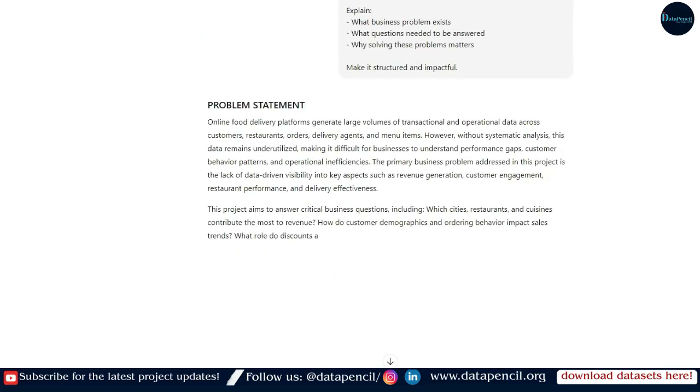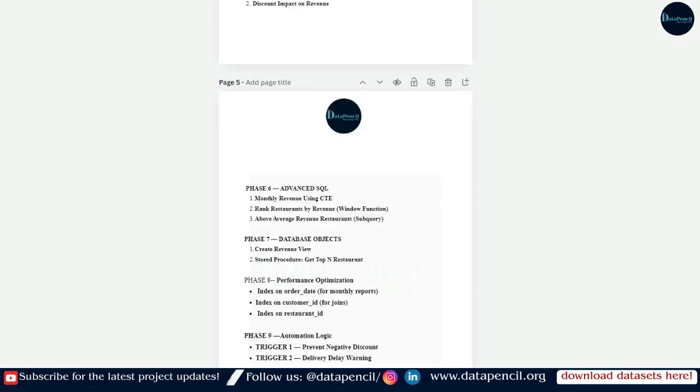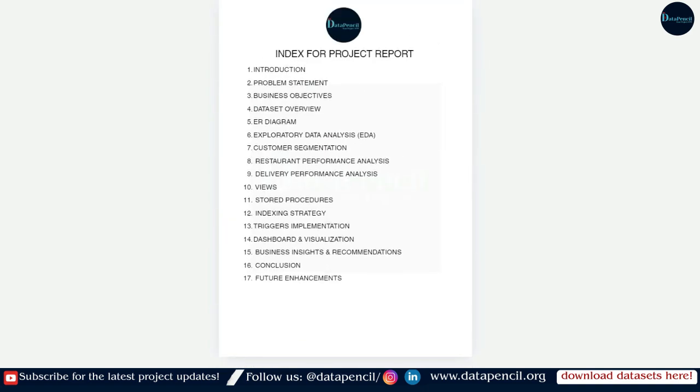So the problem statement, it is also mentioned, okay. Now this is our instruction, okay. In this instruction you can see the sequence, the index of our project report. So in the project report, this should be the sequence. Firstly there will be introduction, then project problem statement, then business objectives, okay, and then data set overview, okay.